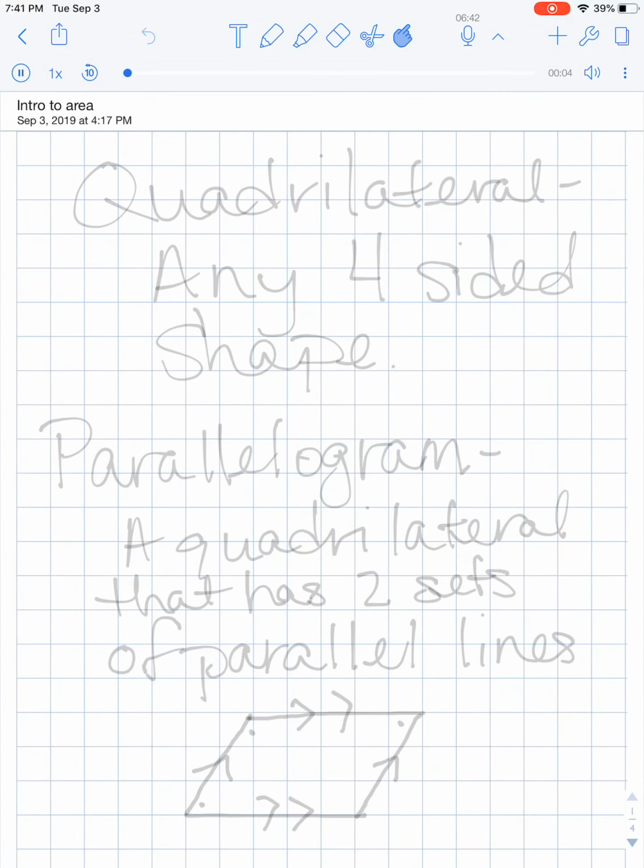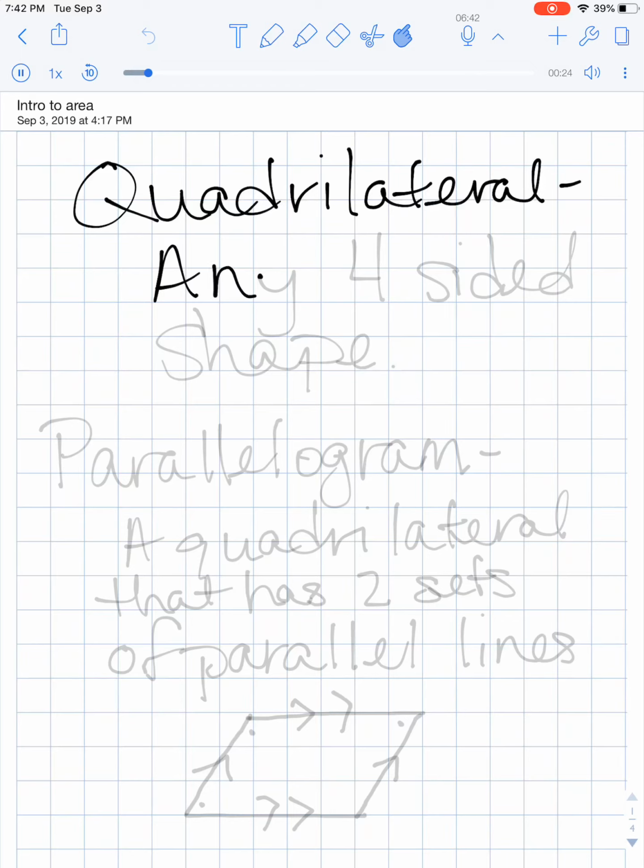So in order to introduce us to area, we need to define a few terms. The first term that we talked about was a quadrilateral. And a quadrilateral is just any four-sided shape. That could be anything that has four sides to it. It doesn't have to be a particular shape.